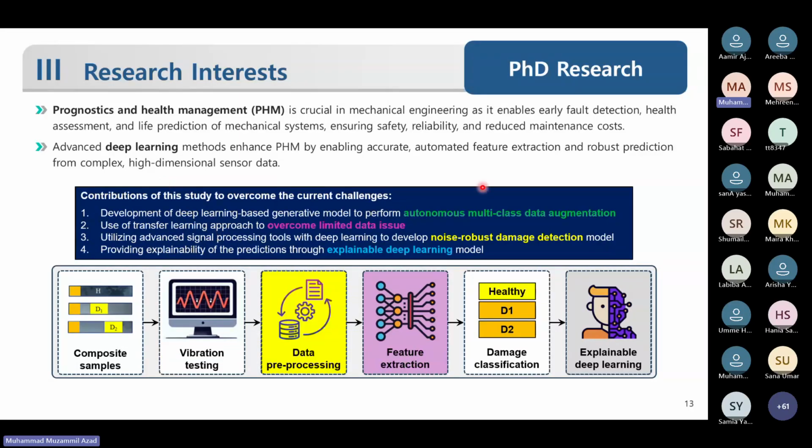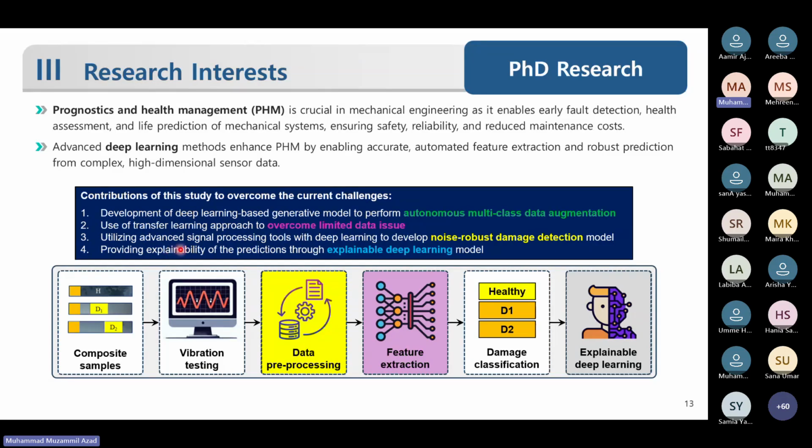The first challenge in AI is that the data from the actual structure is very limited, especially when we discuss faulty conditions. Under the faulty condition, we cannot operate a machine for long, because there are consequences that we want to avoid. So it means that we have very limited data under the faulty conditions. In this case, I performed some autonomous multi-class data augmentation to increase the size of the data set, and I also incorporated some transfer learning approaches to overcome this limited data issue.